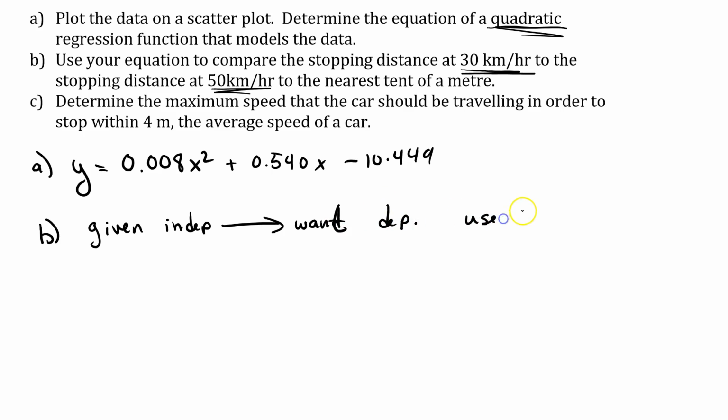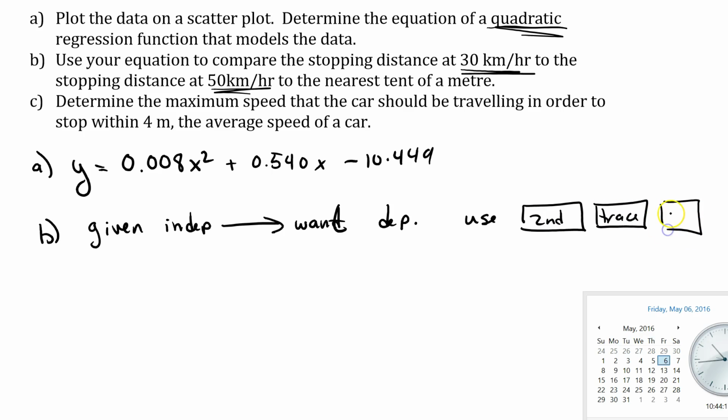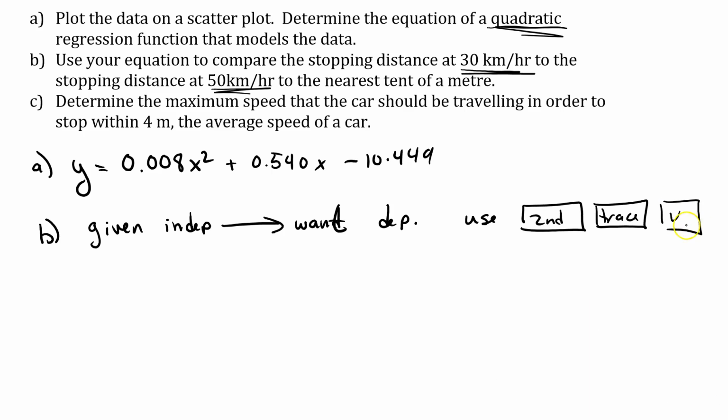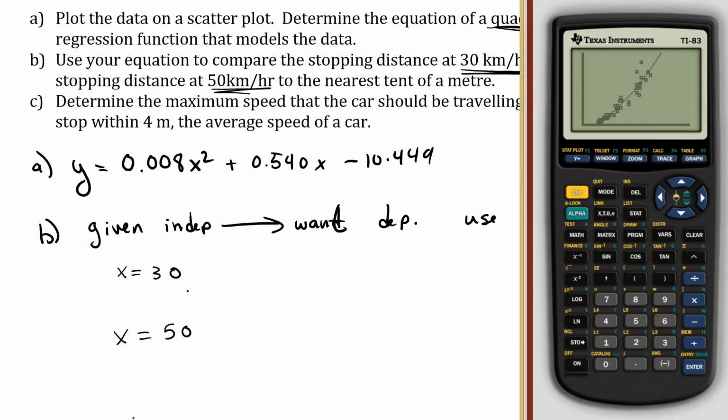So use second, trace, and then value. And we're going to say x equals 30, and we're also going to find out when x equals 50. So that means when we are going 30 kilometers an hour, we're going to find out what our stopping distance is. So second, trace, value, and our x is 30.